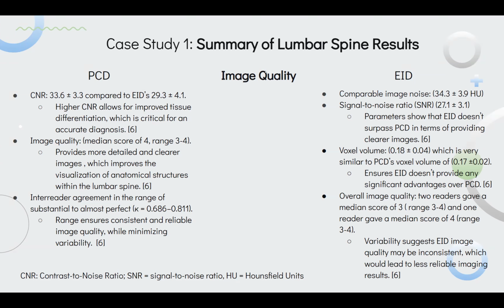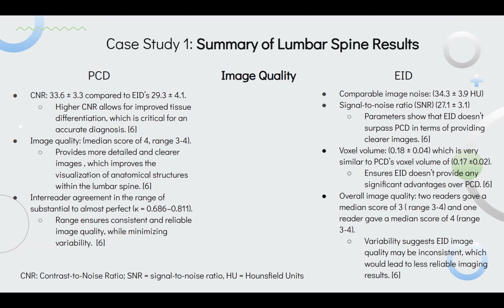And then for EID, some of the parameters were comparable: image noise and signal to noise ratio. These parameters show that EID doesn't surpass PCD in terms of providing clear images, since the values were much higher. And then the voxel volume was 0.18 plus or minus 0.04, which is very similar to PCD's. So that ensures that EID doesn't provide any significant advantages over PCD thus far.